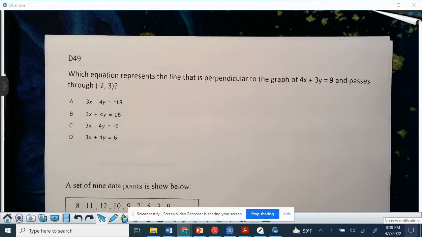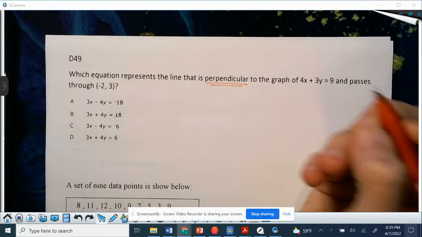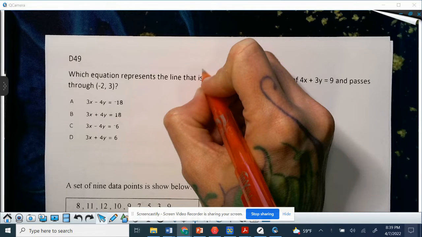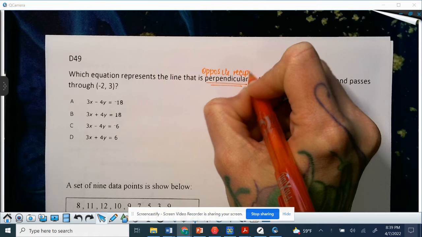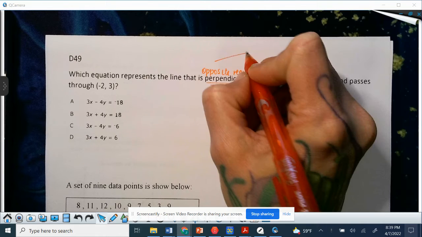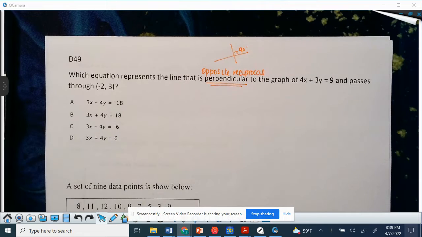So day 49, EOC bell ringer reviews. Let's keep going. Equation of a line that is perpendicular. As soon as you see the word perpendicular, we're training ourselves to think opposite reciprocal. Now, visually, that means these two lines intersect at 90 degrees. So perpendicular means they're going to cross.